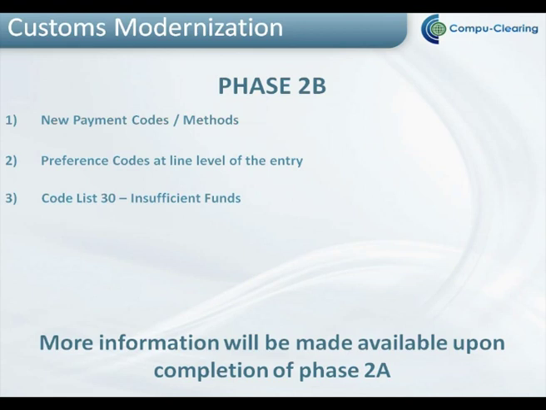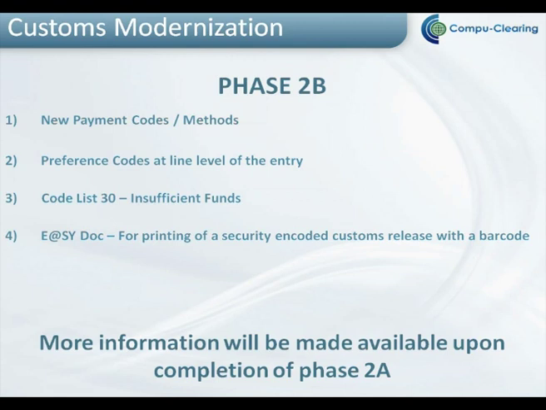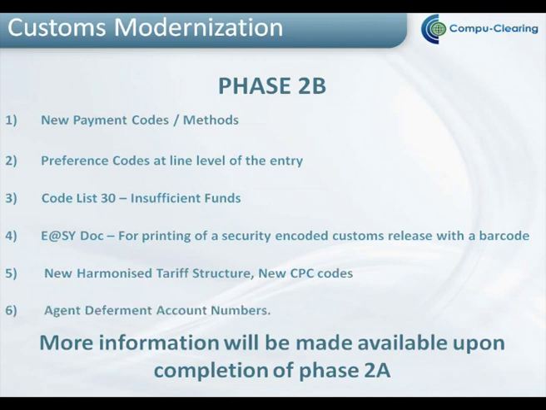Code list 30 will be coming out for insufficient funds. EasyDoc will also incorporate a security encoded customs release with a barcode. New harmonized tariff structure and new CPC codes will be coming out. And finally, there will be changes to the agent deferment account numbers. More information will be made available upon the completion of Phase 2A.